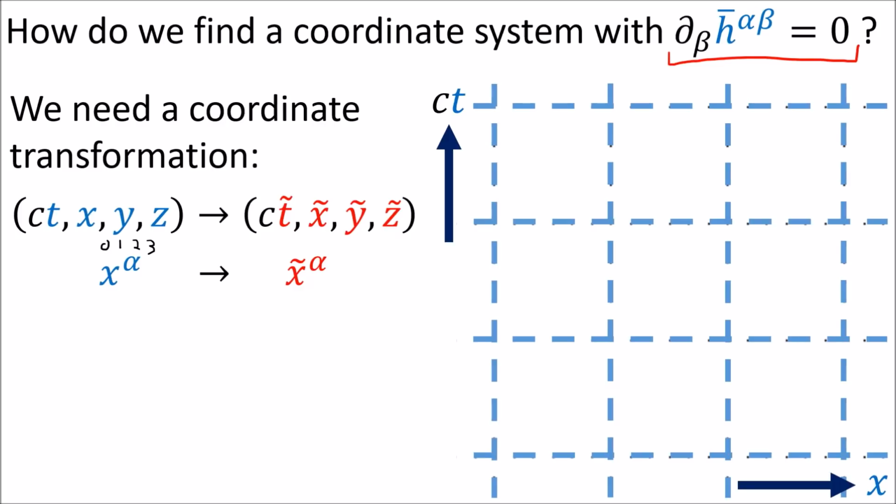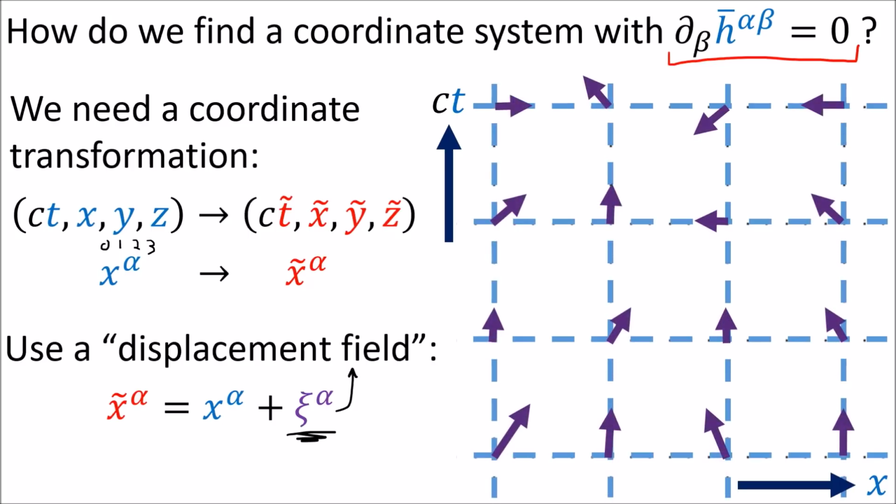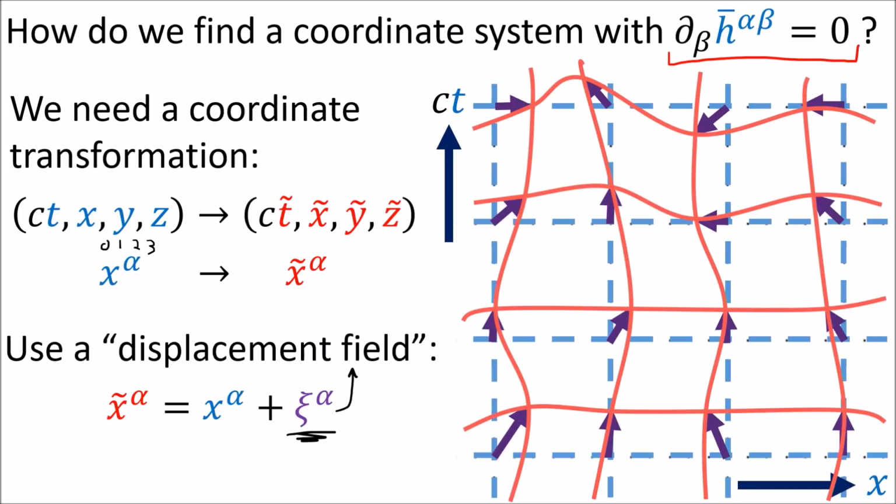One basic type of coordinate transformation we can use is a displacement field, which means we take all the x alpha coordinates and move them by some small amount psi alpha to get the x tilde alpha coordinates, where the psi denotes the displacement and is different at each space-time point. This means that we take our old coordinates, then displace each coordinate by some small amount, and get the new coordinate system for our space-time.